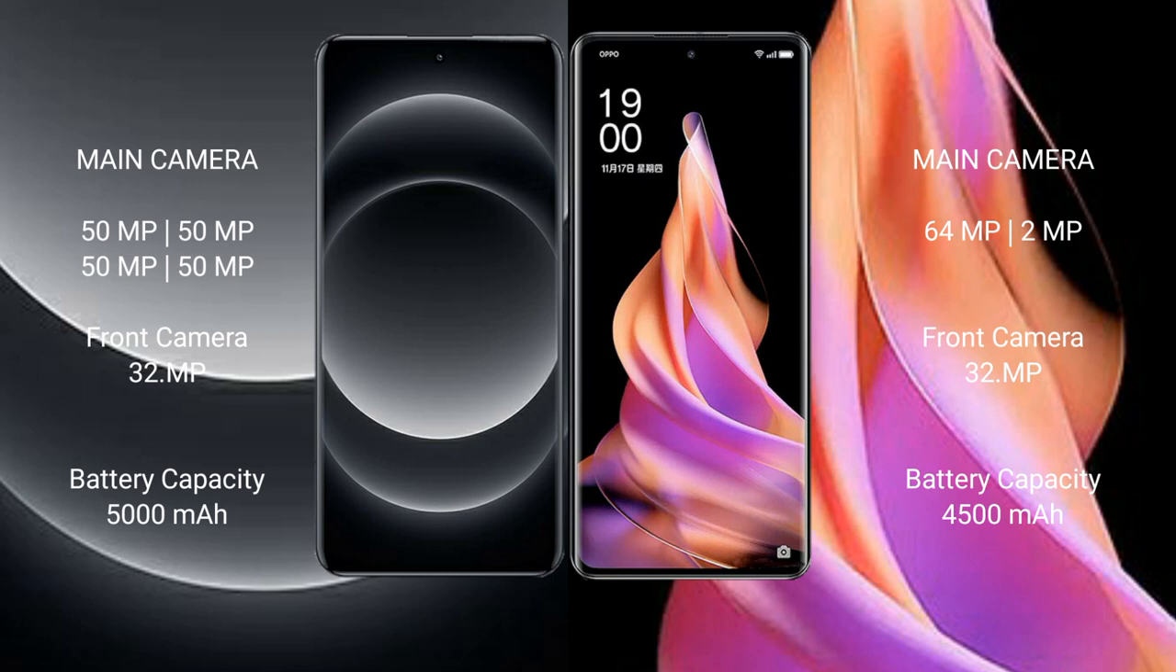Xiaomi 14 Ultra has a 5000mAh battery with 90W fast charging support. Oppo Reno 9 has a 4500mAh battery with 67W fast charging support.